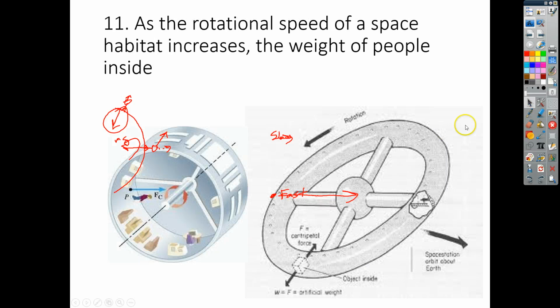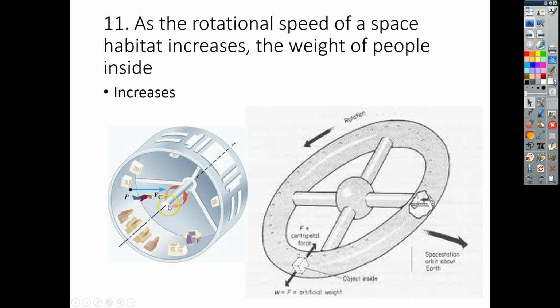Next one is number 11. This one says, as the rotational speed of a space habitat increases, the weight of the people inside should also increase. Notice that as this thing spins faster and faster, the centripetal force will get bigger and bigger. So you feel like you're getting heavier and heavier as you spin in that.